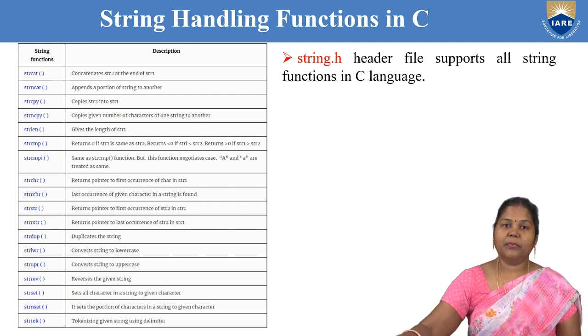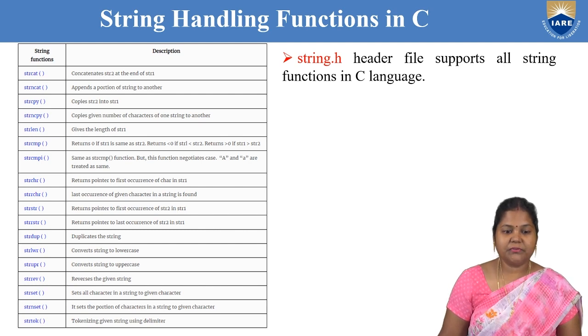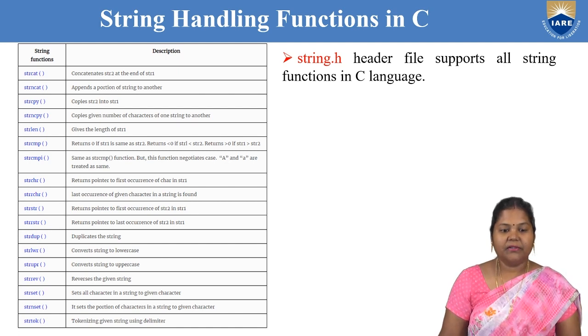So, what are the popularly used string handling functions? Let us have a look first. The first one is called string concatenation, which will combine or concatenate one string at the end of the other string. Then string copy, which will copy the string from source to destination. Then similarly string length, string compare, string reverse, string lower, string upper. These are some of the popular functions which are used in C programming.